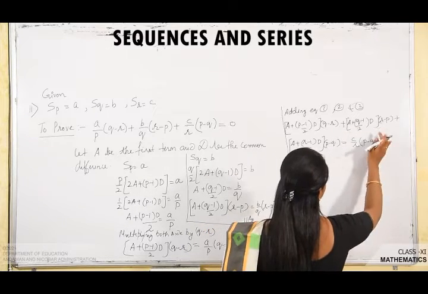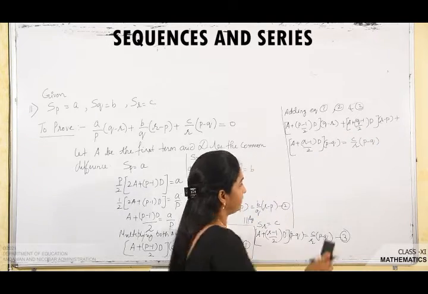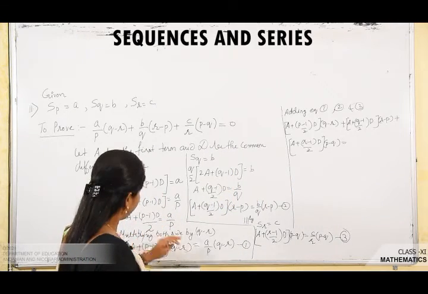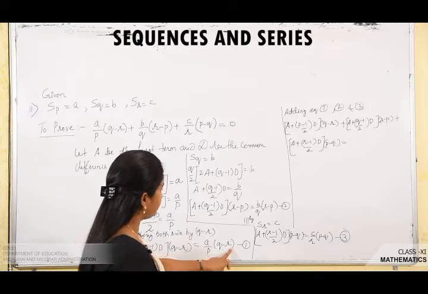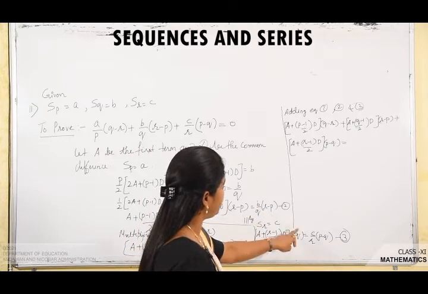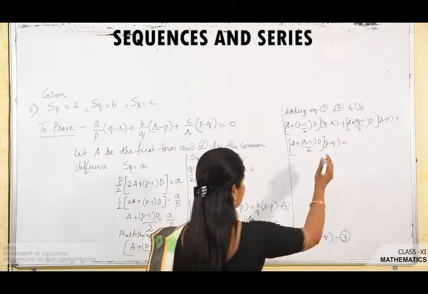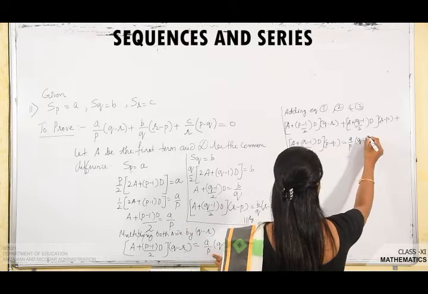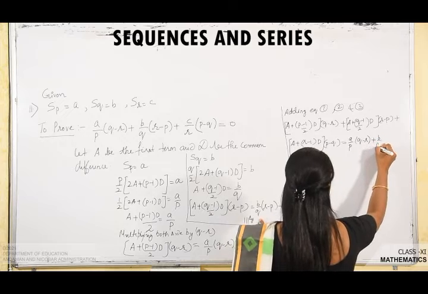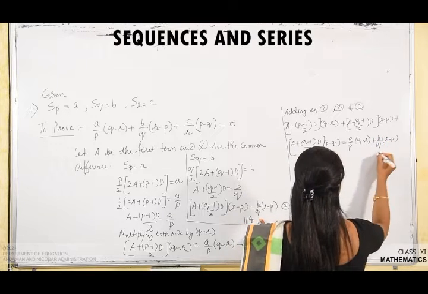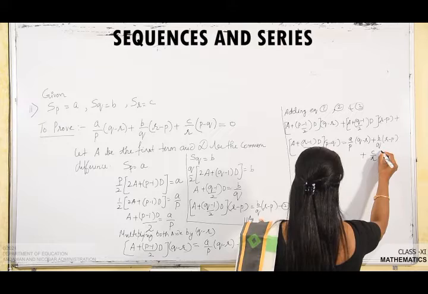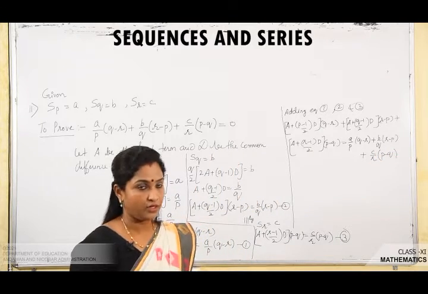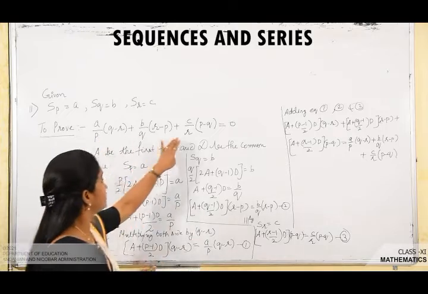So you got the left hand side. Now the right hand side will be A by P (Q minus R) plus B by Q (R minus P) plus C by R (P minus Q). Now you have to simplify this. You have to prove this is equal to 0.